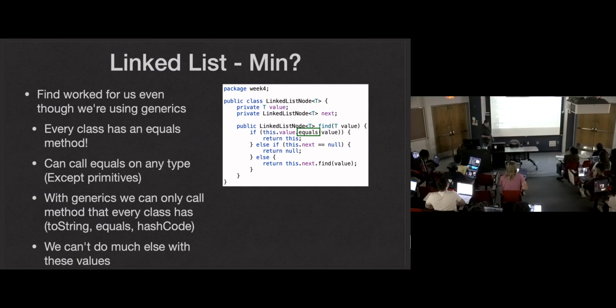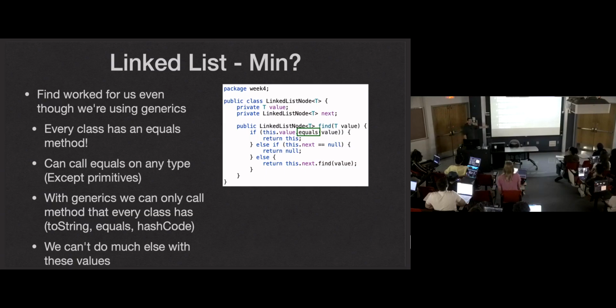So I did cheat a little bit on the previous example. On the find method, I used the equals method to check if two things are equal, which is okay, right? But I'm calling this on an object of type T. I don't know what T is. It can be literally anything. So the only methods that I can actually call are things like toString and equals, the two most useful ones that every single object has in Java. We can rely on this.